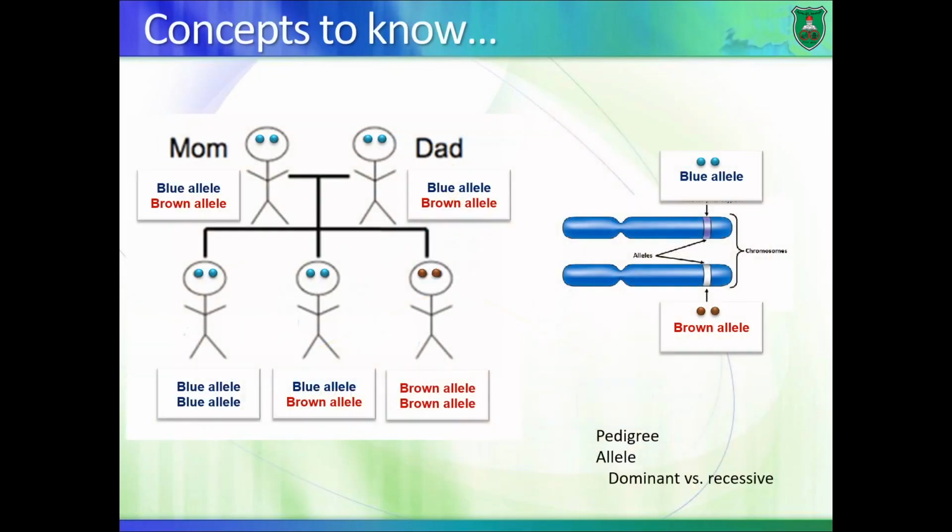Okay, so let's go over a few concepts in here. This is known as a pedigree. So what you see to the left is known as a pedigree. It's like a family tree that we use in genetics. So here we have mom and dad, and they have the eye color alleles.